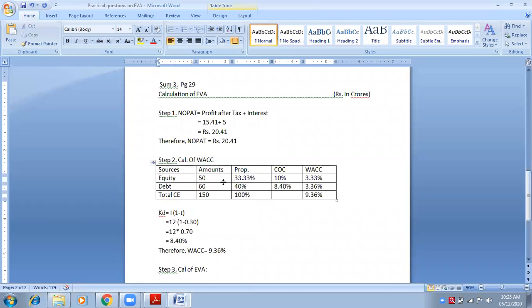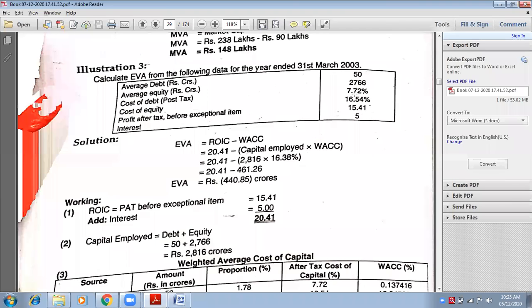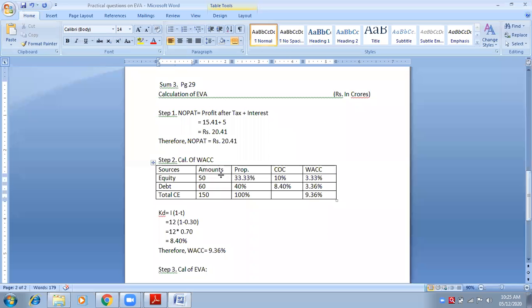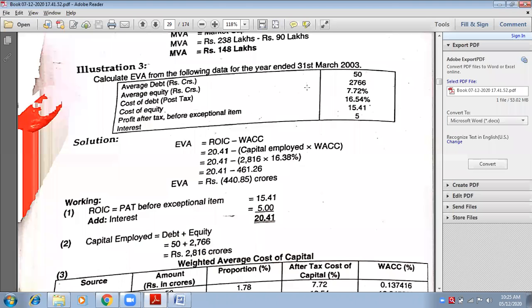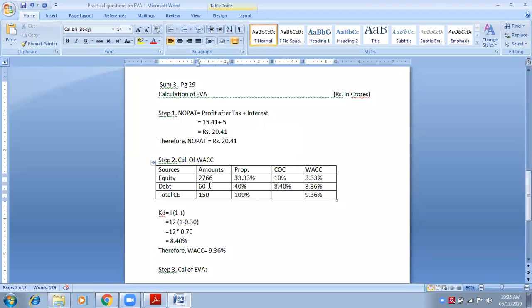How much is equity? Equity is 2,766. And how much is average debt? Debt is 50, which means 50 crores. These are the figures in rupees in crores. Tell me what is the total capital employed? Total capital employed means equity plus debt.